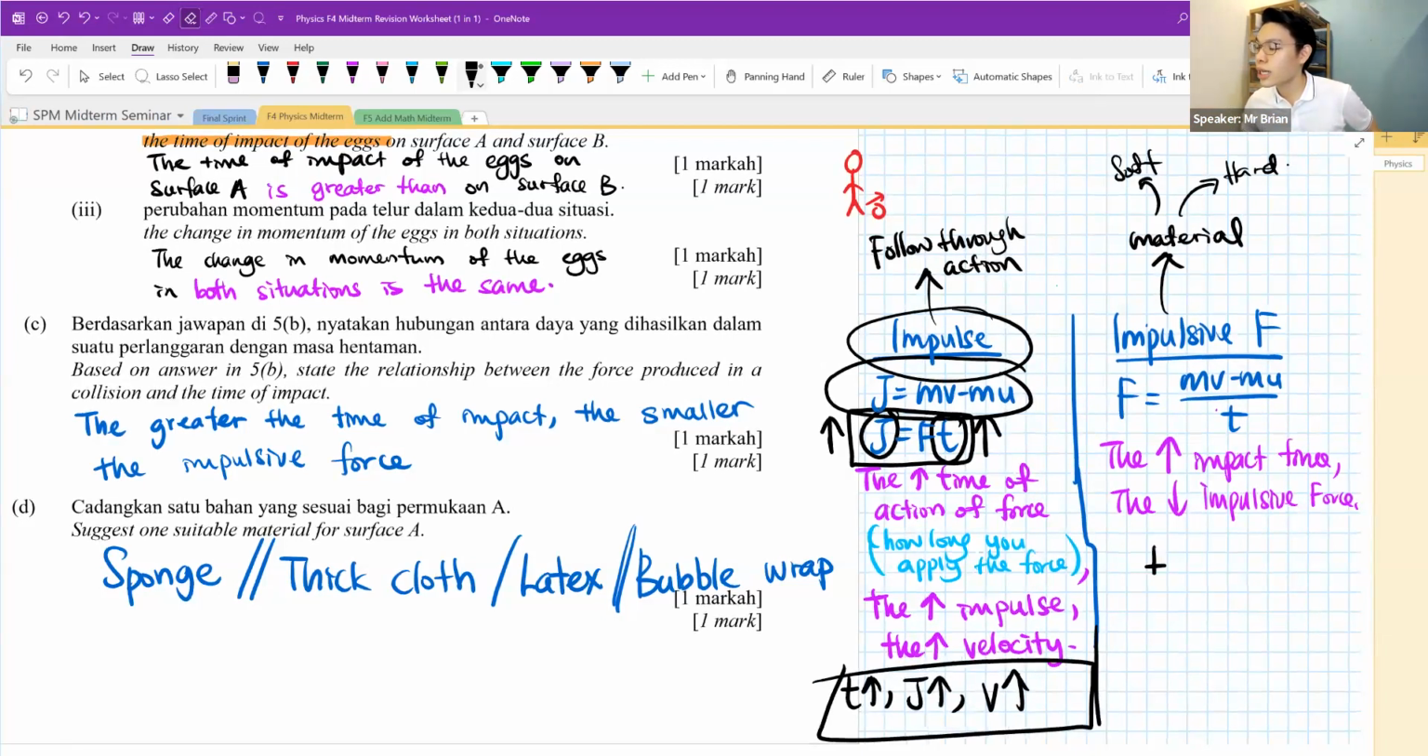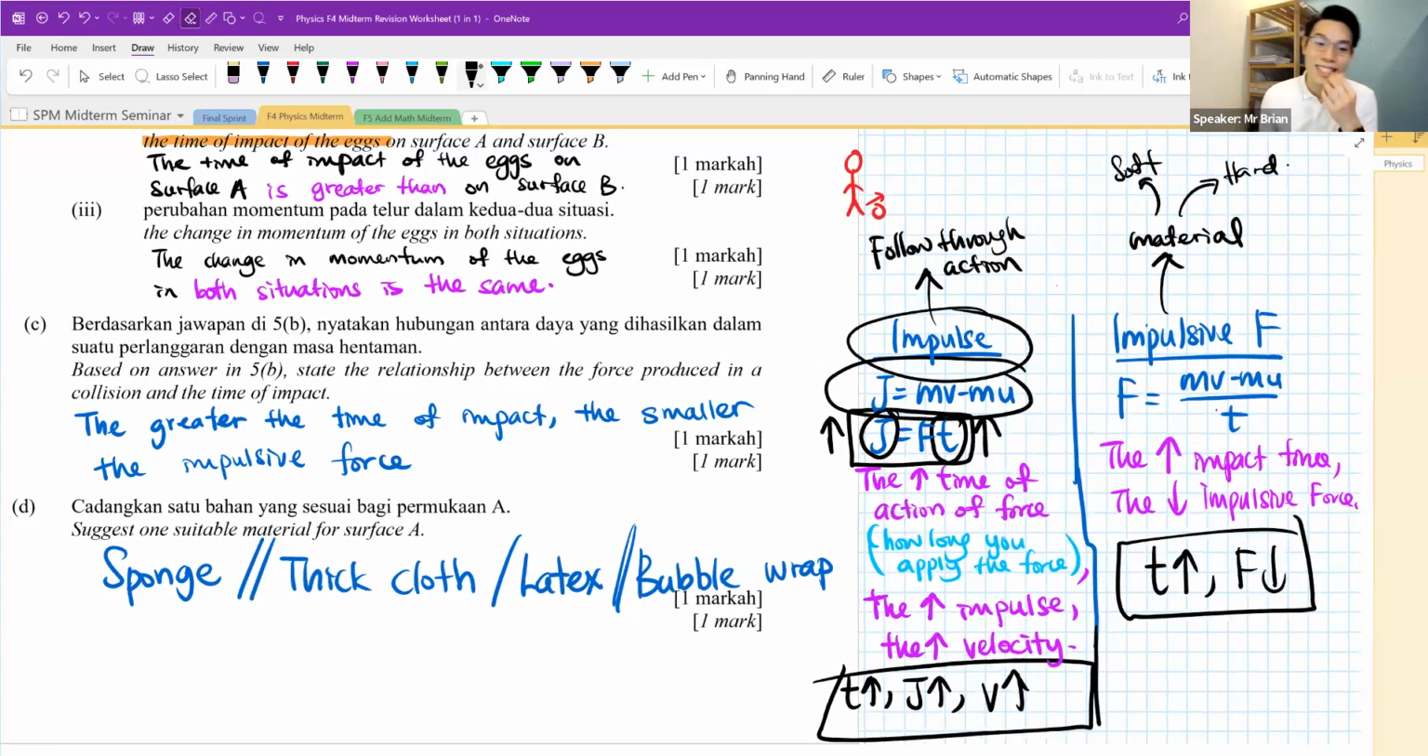Okay, in short, this one is more time, less force. That is the highlight of the whole topic. A very, very important topic. Be aware for your midterms. They will test this. They'll also most probably test you on your principle of conservation of momentum. Those are the exam favorite.